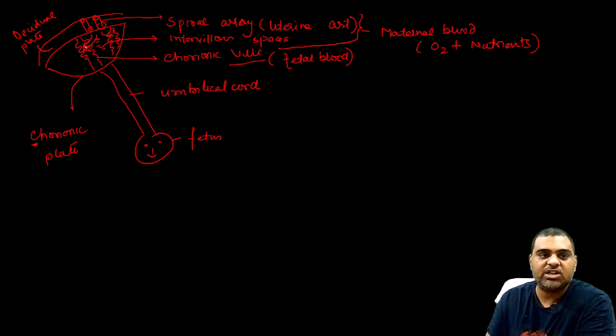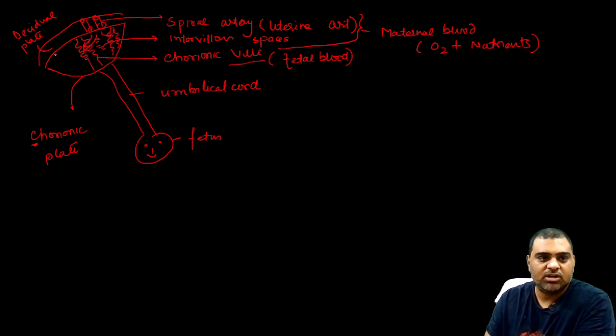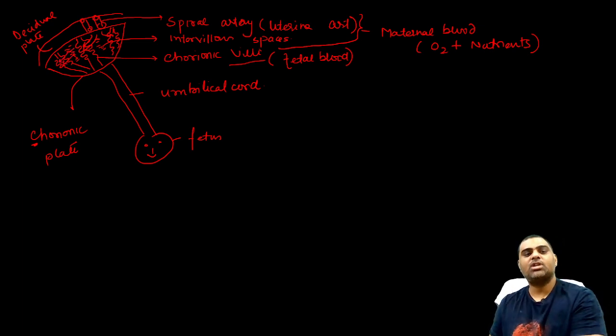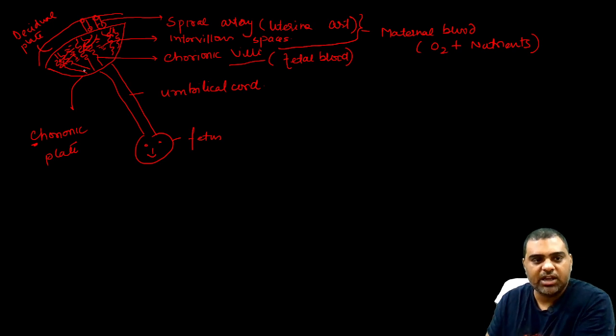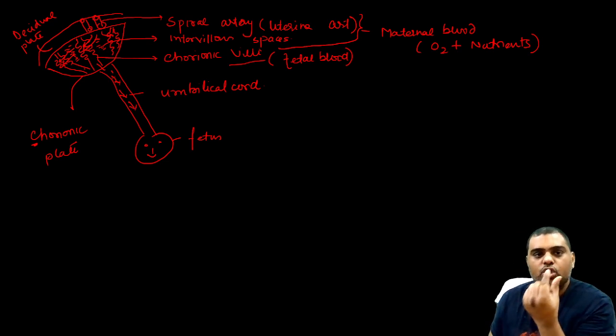So what happens? The oxygen and nutrients from the maternal blood come into the intervillous spaces, just like the alveoli of the lungs. This is the chorionic villi, and this is the intervillous space containing oxygen and nutrients, which are taken inside the chorionic villi, and from chorionic villi it goes to the fetus.